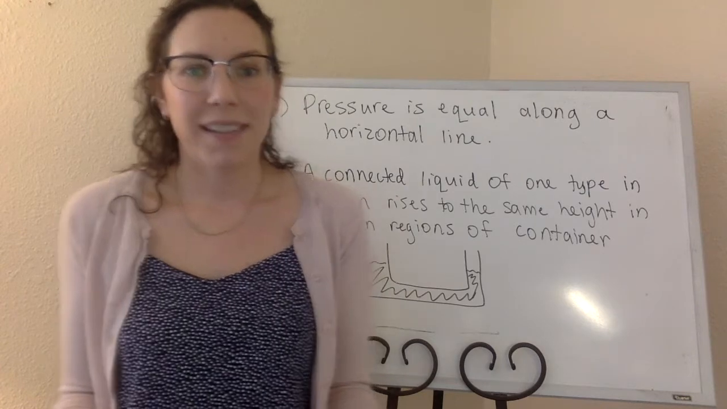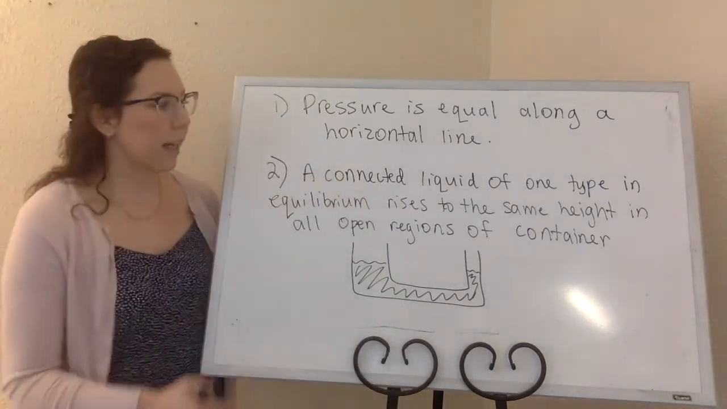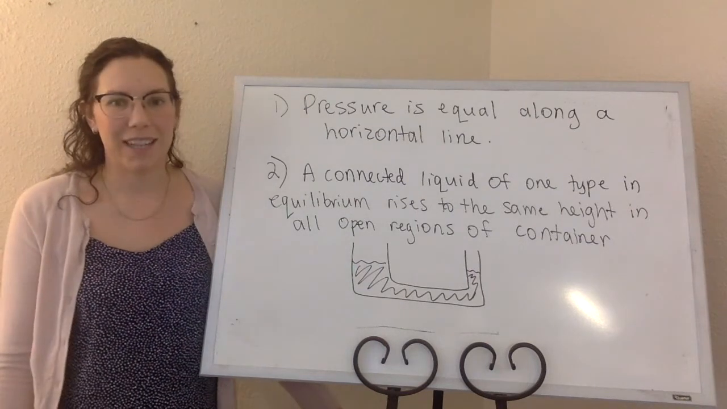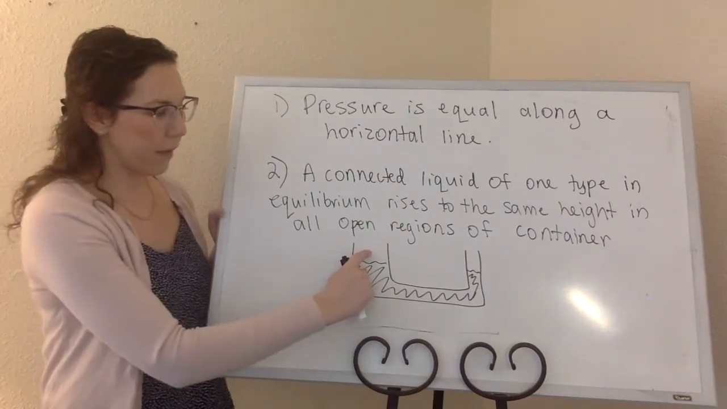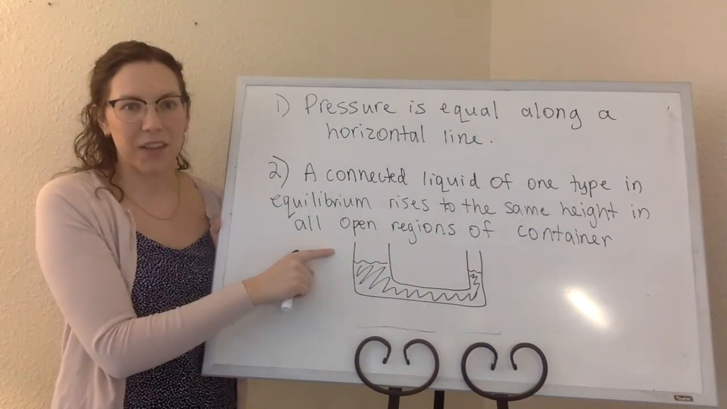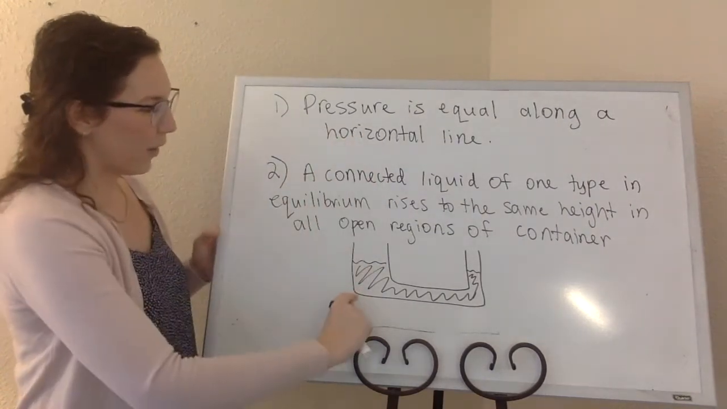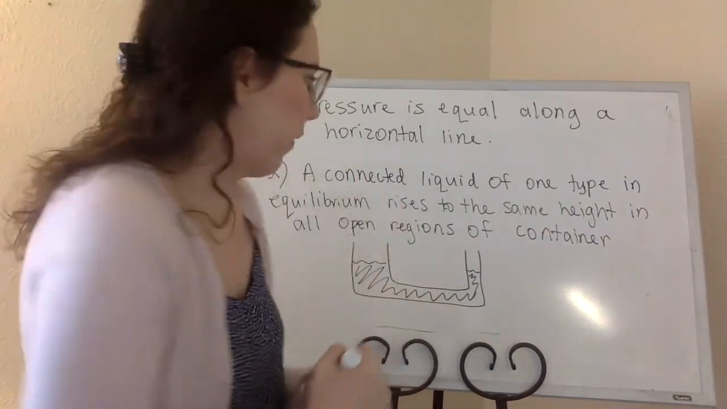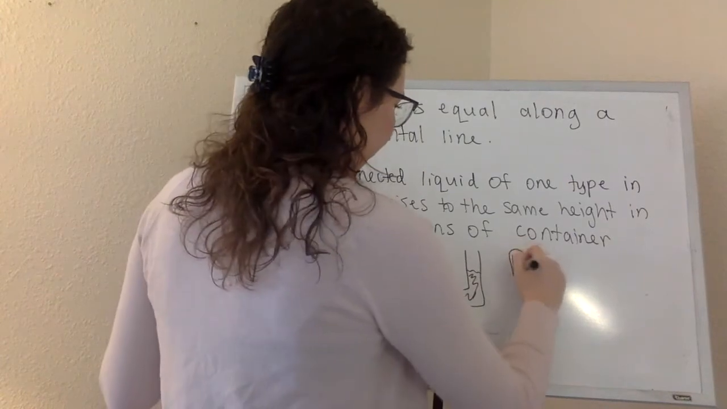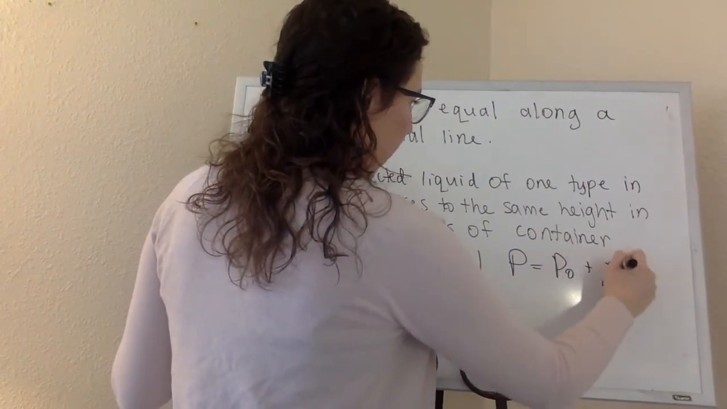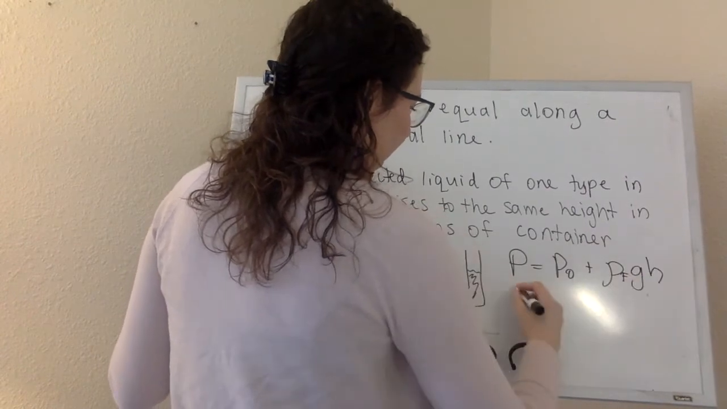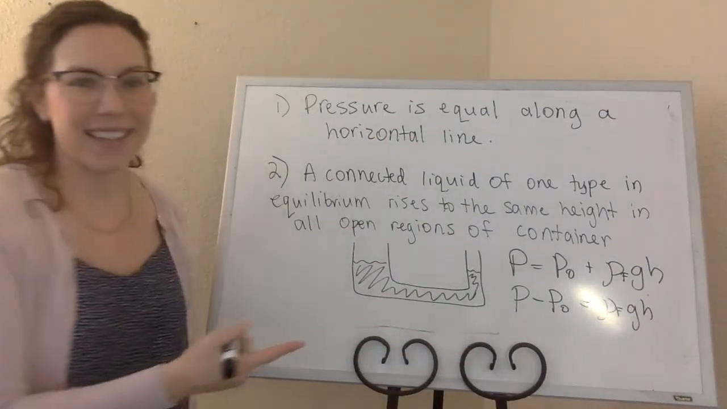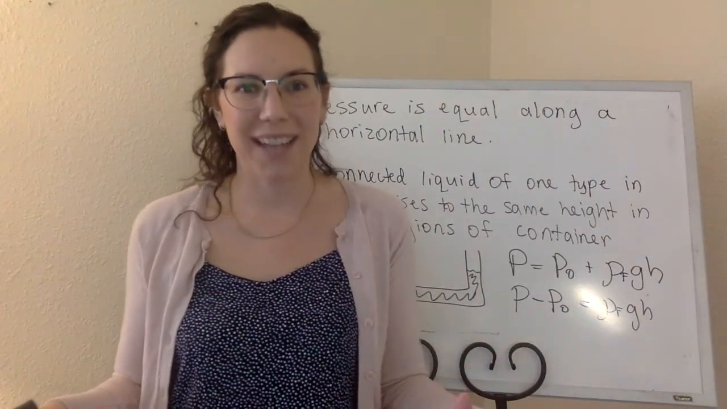So what follows from this is my second point here, that a connected liquid of one type in equilibrium rises to the same height in all open regions of the container. So we know that if it's open, the pressure at the top has to be atmospheric pressure. Then, because of this horizontal line rule, at the bottom, the pressure all the way along the bottom must be equal as well. So if I write that out, I have P equals P naught plus rho gh. And if P minus P naught has to be the same everywhere, we can see that the height has to be the same everywhere as well for all open regions of that container.